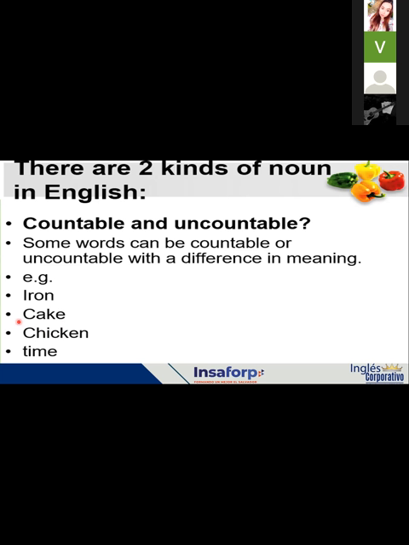Okay, so how is going to be that difference? ¿Cómo podemos saber la diferencia? For example, if you said, we have a lot of chicken at home, is that acting as countable and non-countable? What do you guys think? If I say, there is a lot of chicken at home, it's a countable because you use a lot of.